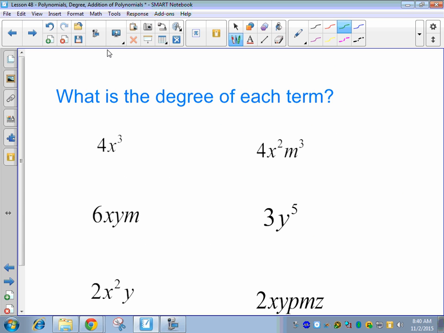All right, now we're going to do degrees. What is the degree of each term? The degree is actually the highest exponent, but these ones are kind of tricky because some have two variables. Whenever we have more than one variable, we have to add the exponents. You might want to make yourself a note: more than one variable.